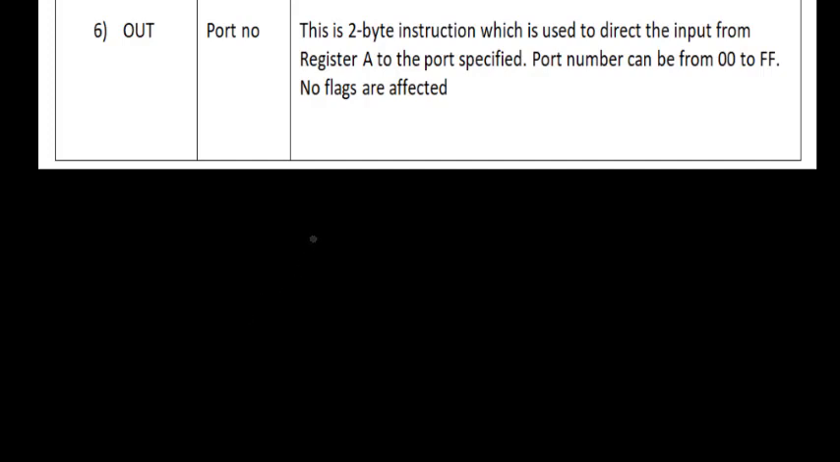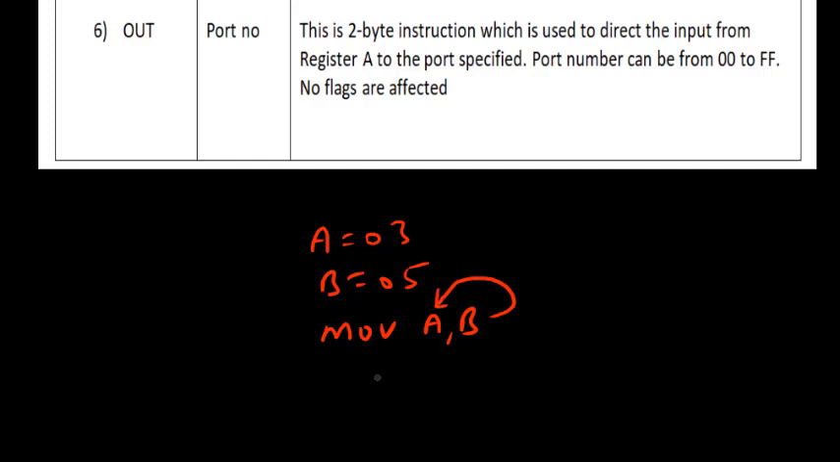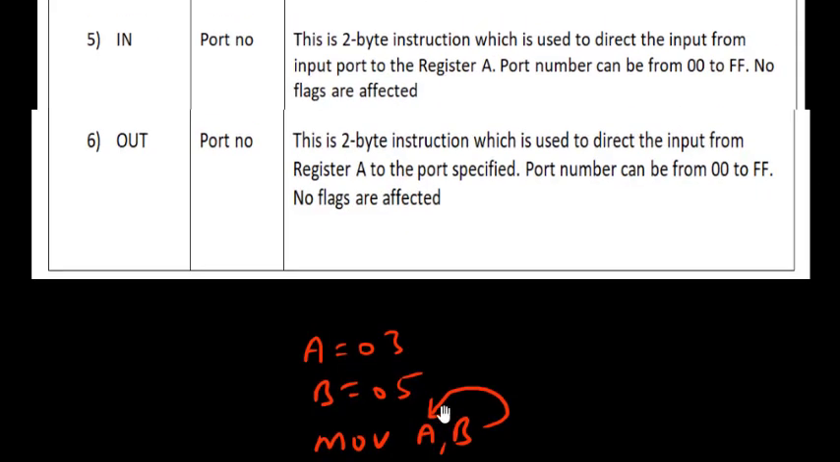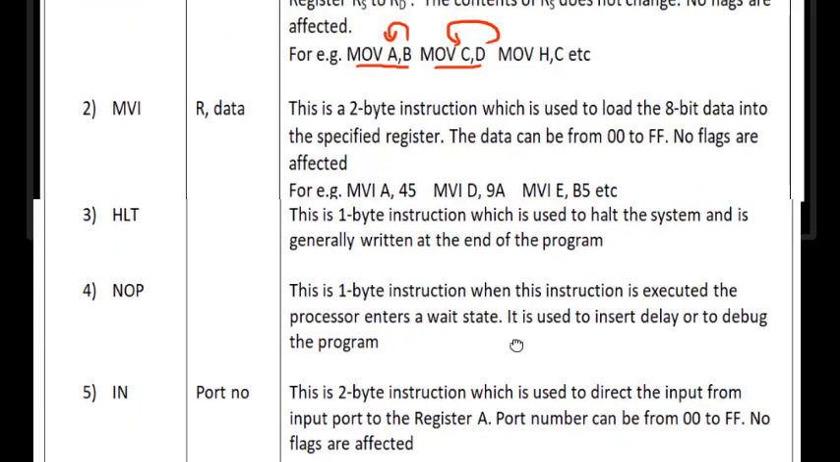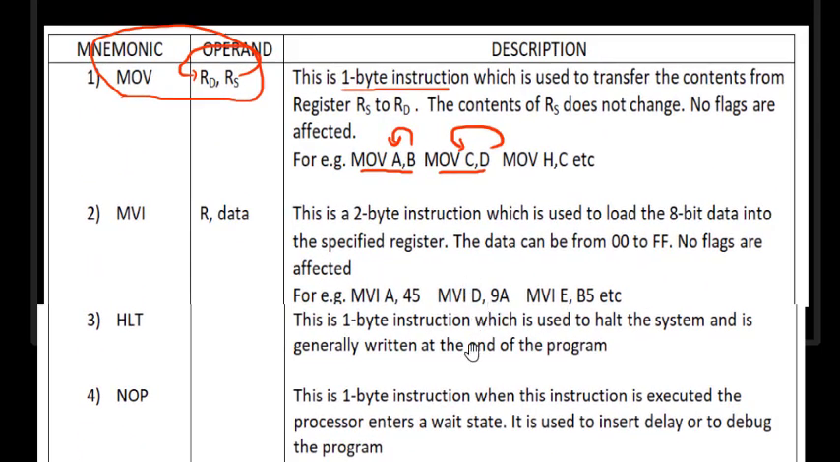Now let's take an example. Suppose register A contains 3 and register B contains 5, and we write the instruction MOV A, B. This instruction will transfer the contents from B, so we have A equal to 5 and B remains as it is, 5. So it is a copy-paste instruction, not a cut-paste instruction. This is a 1 byte instruction.